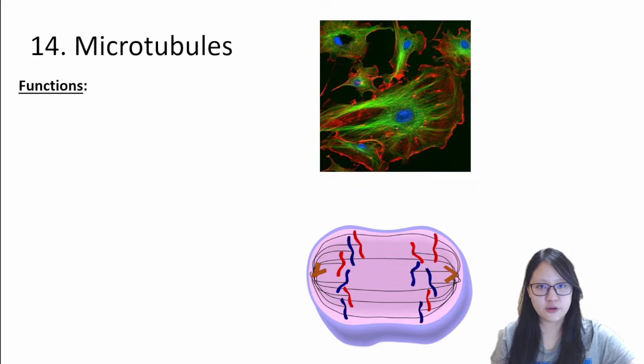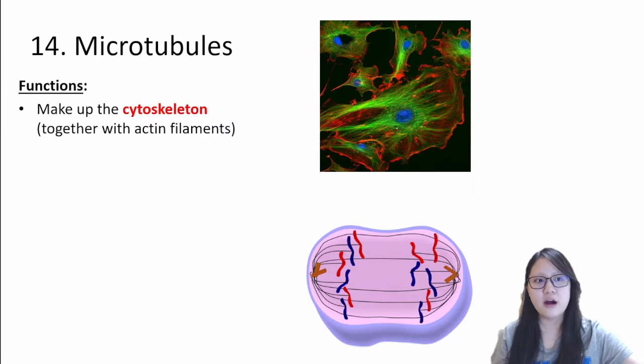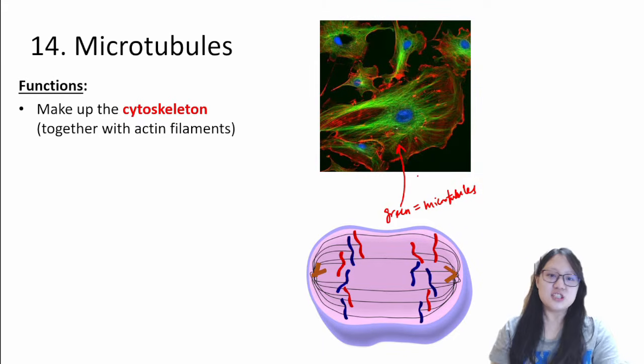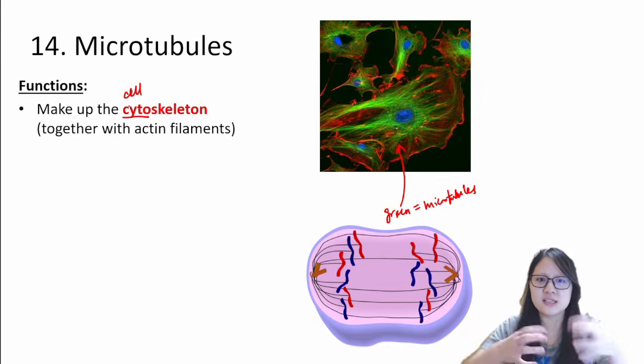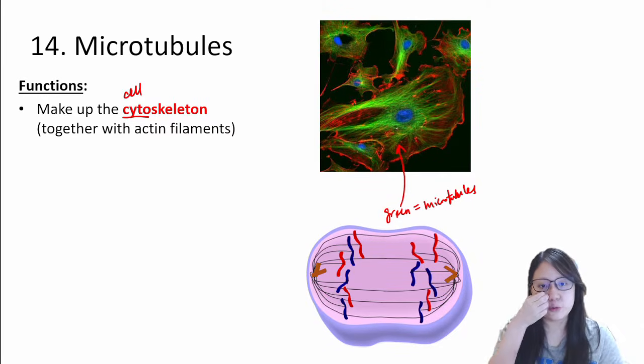Okay, but what is it for? As I said, other than the centrioles and the centrosomes, they are found everywhere. All these areas labeled in green are microtubules. Can you imagine? They actually make up something we call the cytoskeleton. Cyto means cell, skeleton means skeleton. So the cell skeleton together with other actin filaments. Actin is another type of protein, which we will learn more about in A2.